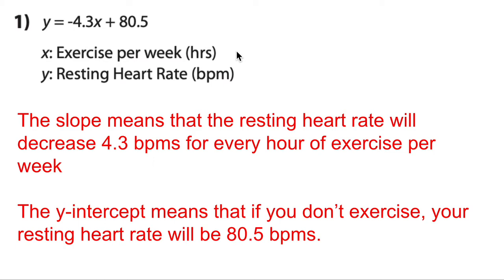They do give us information about the axes. The x-axis is recording the number of hours of exercise per week, and the y-axis is showing our beats per minute for our resting heart rate. So what does the slope mean, the negative 4.3? Well, the slope means that the resting heart rate will decrease, because it's negative, 4.3 beats per minute for every hour of exercise per week.